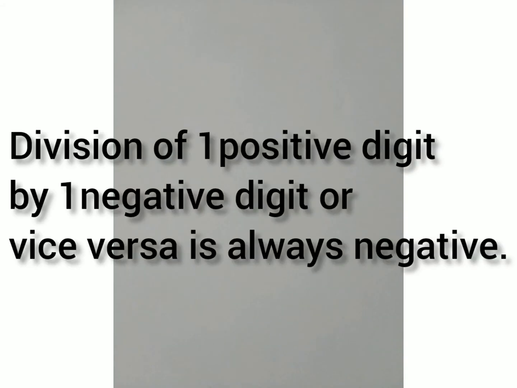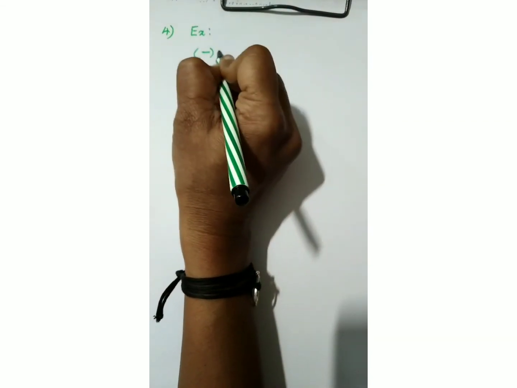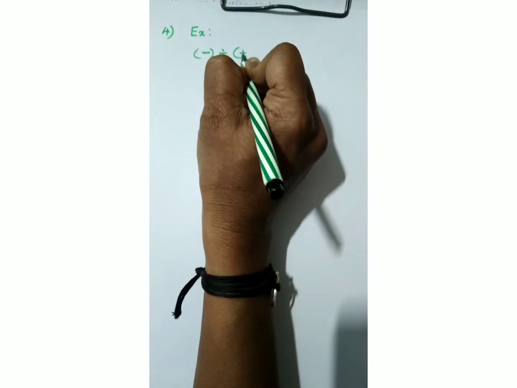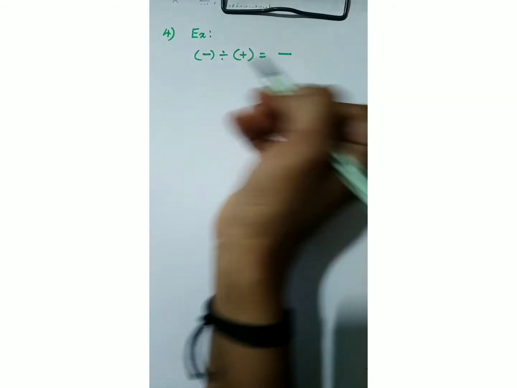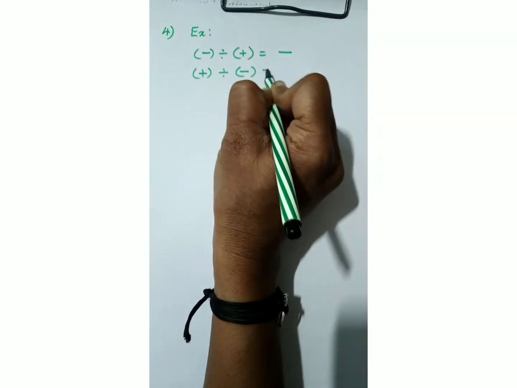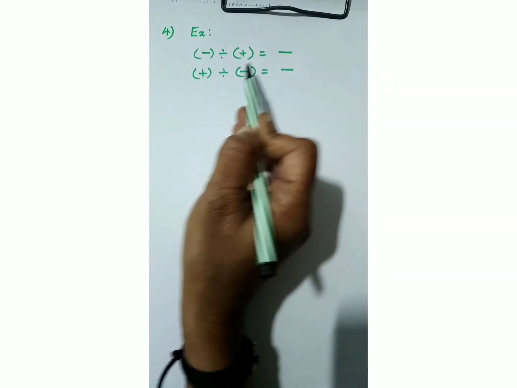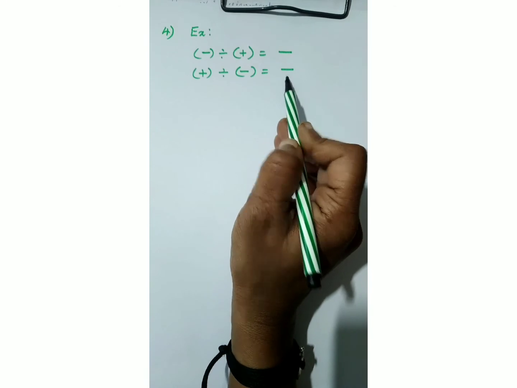Division of one positive digit by one negative digit or vice versa is always negative. Negative divided by positive is equal to negative, and positive divided by negative is equal to negative. Here symbols are different, so the result is negative.